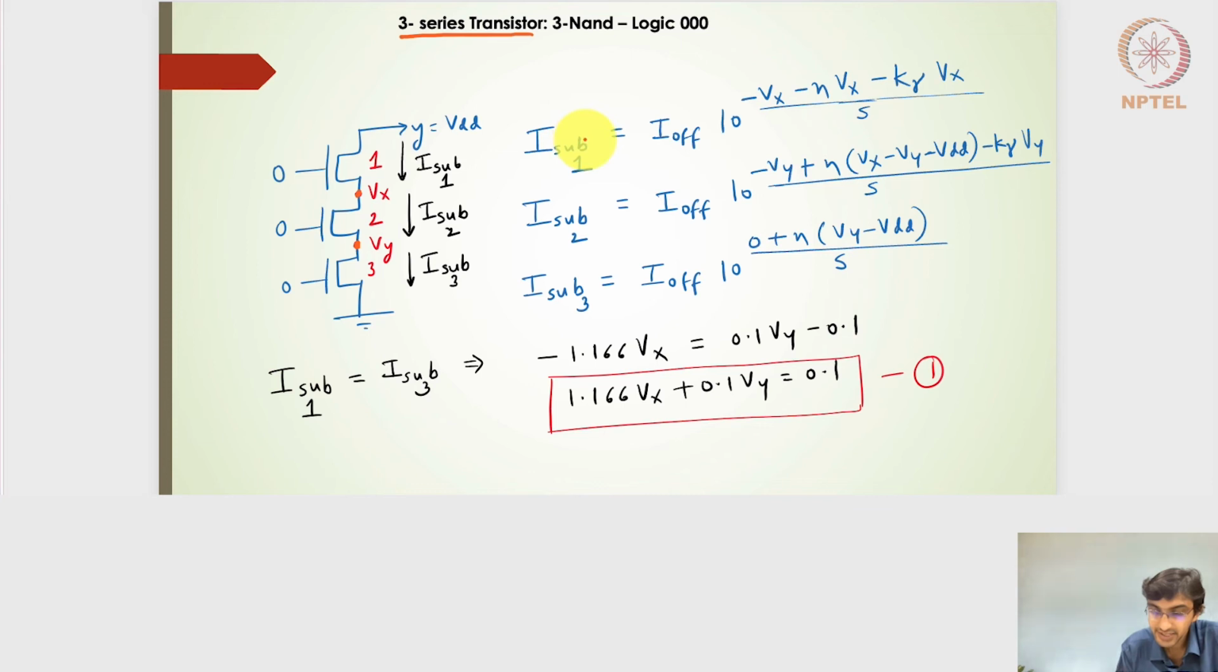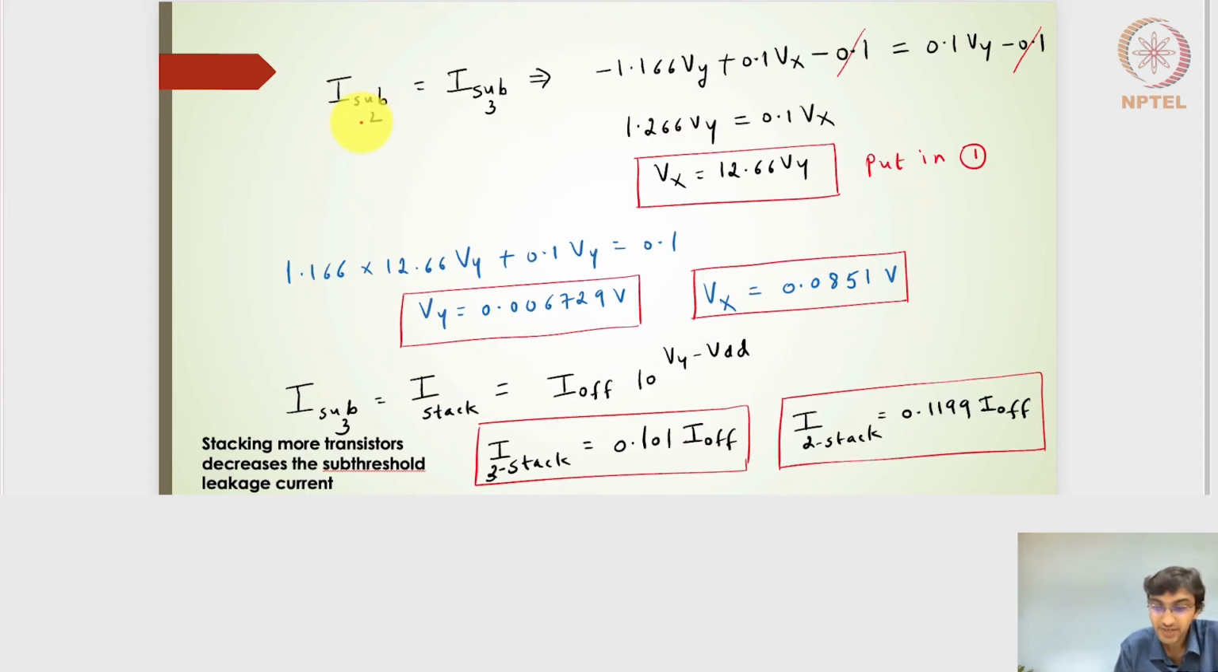Write the subthreshold leakage current for the first transistor, the second transistor and the third transistor, and equate them. The subthreshold leakage currents of the first and the third transistors will give me one equation here. And similarly, if I equate the subthreshold leakage currents of the second and the third transistors, I should be able to find the second equation, right? So if there are two equations and two unknown node voltages Vx and Vy, I should be able to calculate them. Putting this particular equation into the first one, we should be able to estimate Vy and Vx.